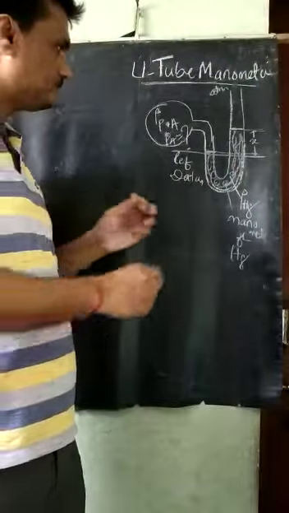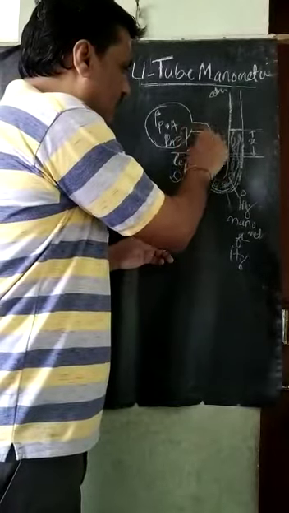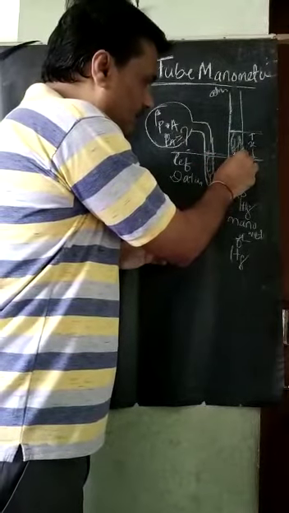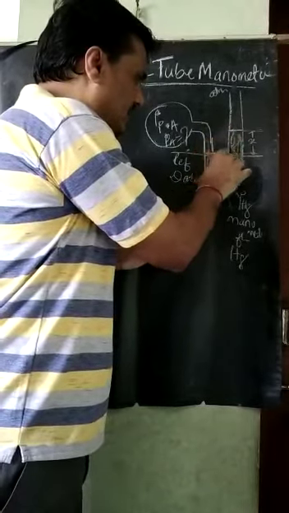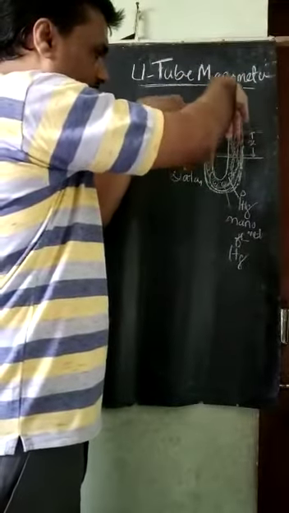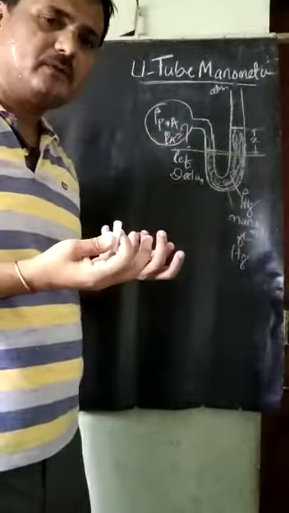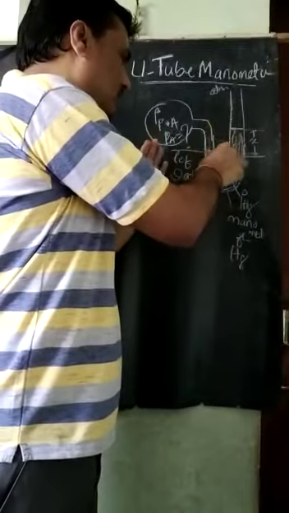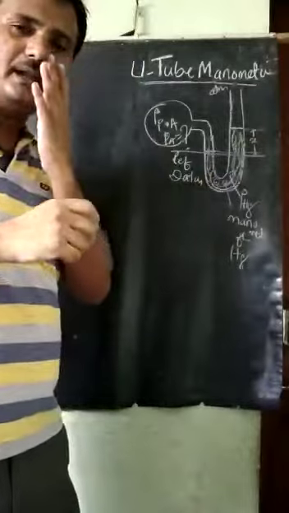See here, at this lower level the pipe fluid is applying pressure, and up to this level the pressure is applied in this direction and in this direction. Both are in equilibrium condition. Therefore, the pressure force at the bottom of the left limb and the right limb in this U-tube are in equilibrium.